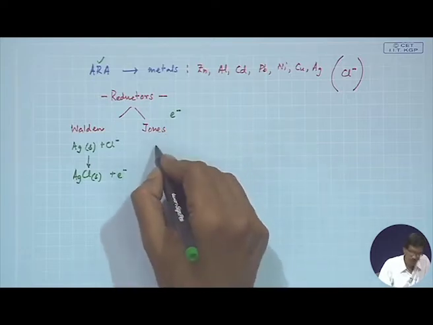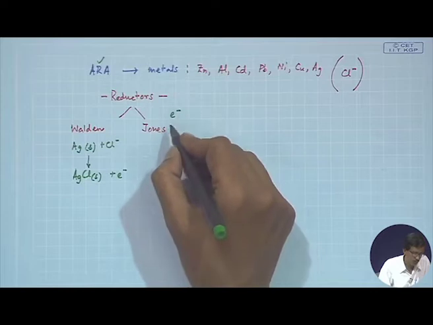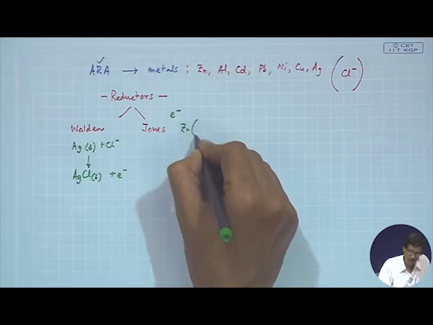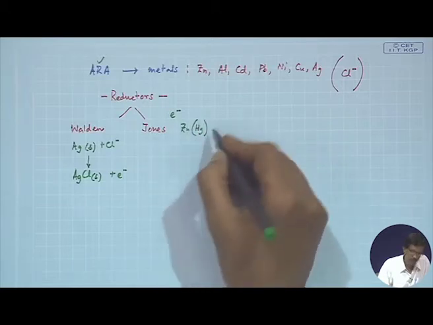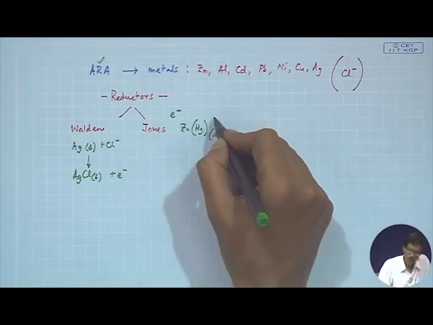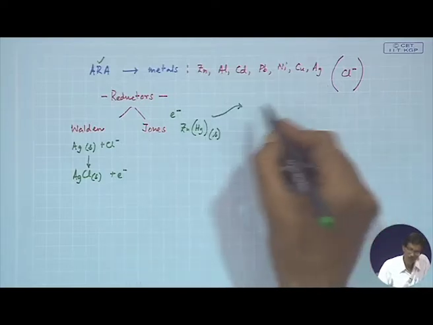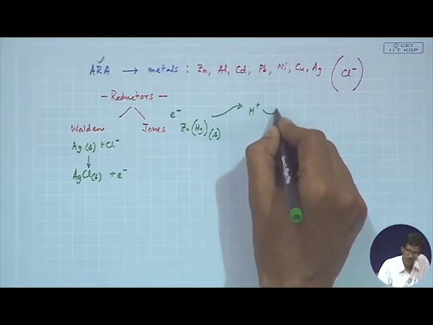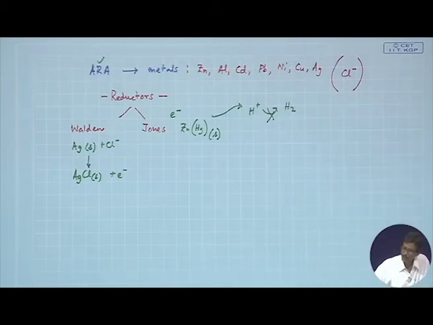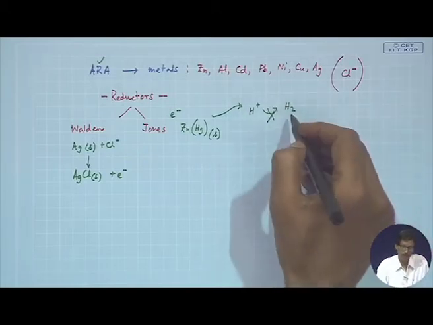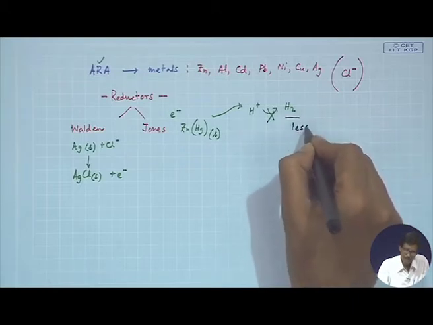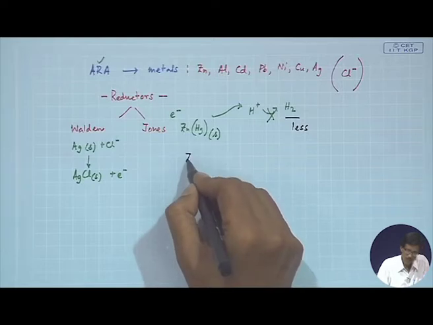Similarly, the Jones reductor can be utilized. The Jones reductor is nothing but zinc amalgam, Zn(Hg), which is solid in nature. This can be useful, although it also has the tendency to reduce H+ to H2, so we have to minimize this particular step of reduction of proton to hydrogen formation. Hydrogen production should be less.